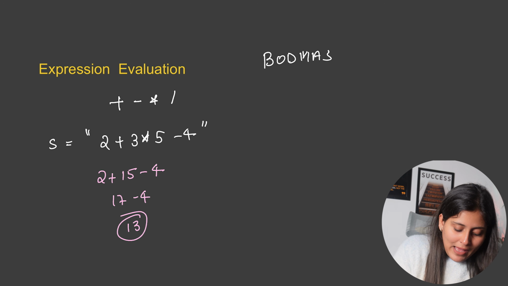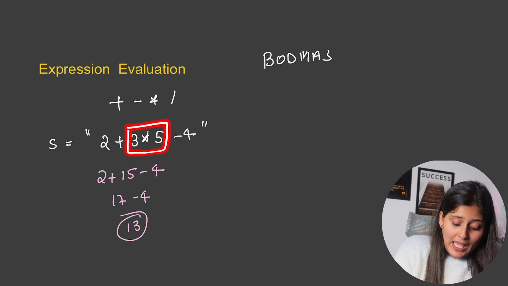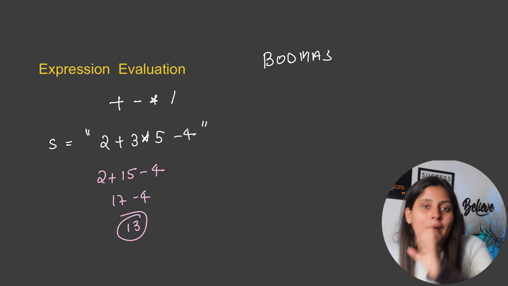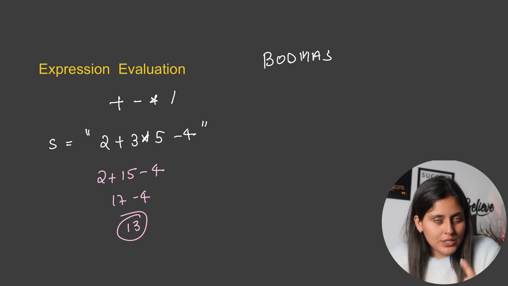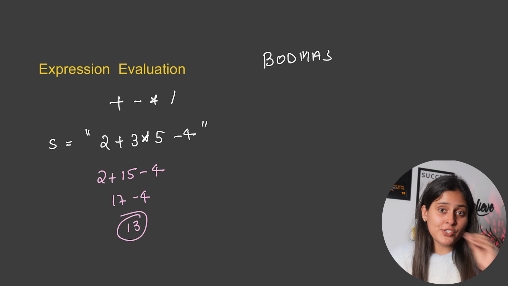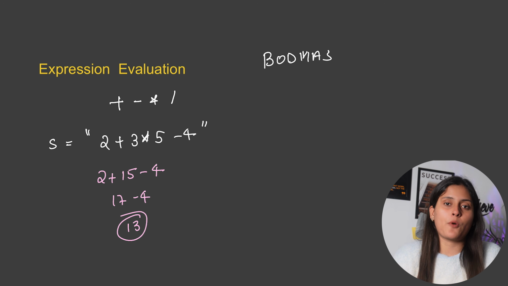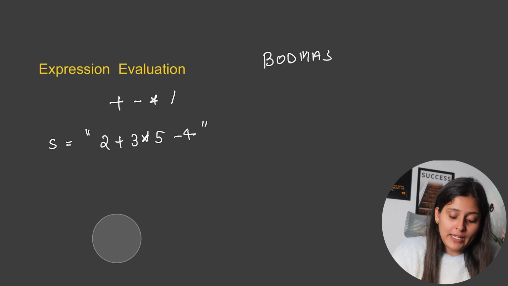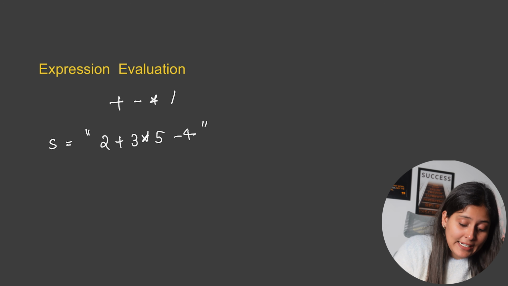Basically you evaluated 3 and 5 first, and then you went back and added this 2 and then minus 4. So you are actually backtracking towards the left side. You know that if you backtrack with the array, meaning 2 for loops, that will cost you O of n square time complexity, and for that we use the stack data structure. So let's see how we will solve it with the stack data structure.